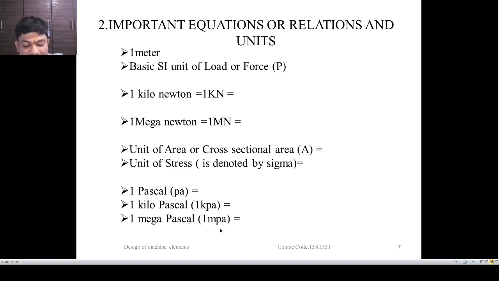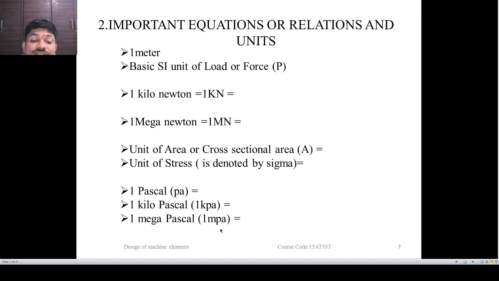Similarly, 1 megapascal. What does mega mean? Already we have discussed it here: deca, hecto, kilo, mega. Mega means 10 raised to 6. So 1 megapascal is 1 into 10 raised to 6 divided by 10 raised to 6. The 10 raised to 6 cancels, and 1 newton per mm square remains. Therefore, 1 megapascal is nothing but 1 newton per mm square.